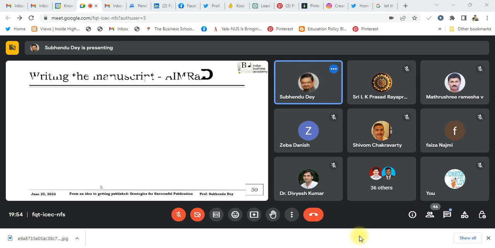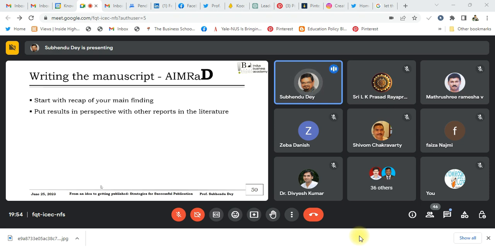Let's move on to the last part of discussion. In the discussion, you'll start with the recap of your main findings. You'll put the results in perspective with the other reports in the literature. So you'll find in the discussion there is a mention again of the literature that you have studied, and then you put your results in perspective with those reports in the literature. So this is extremely important.